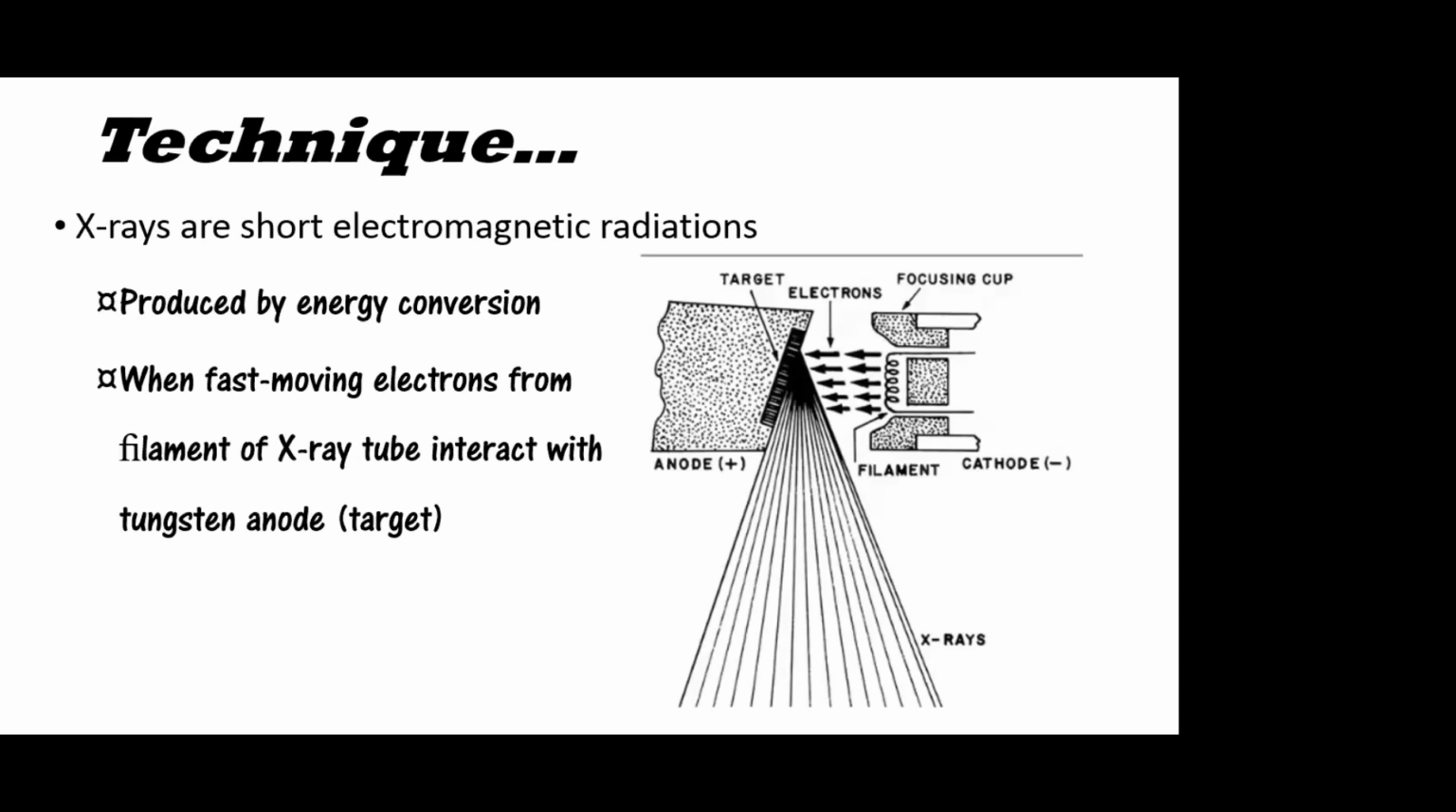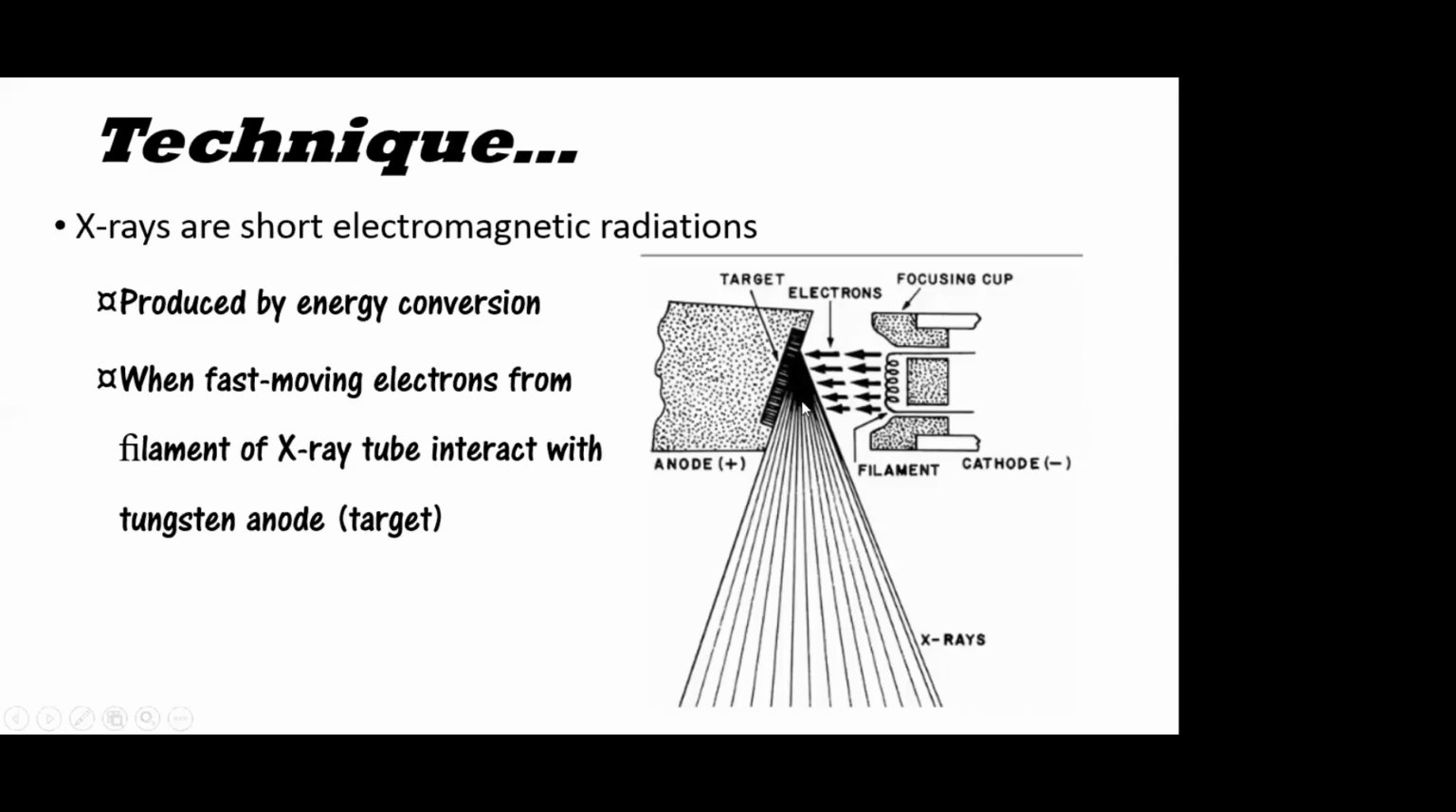They are produced by energy conversion, when the fast moving electrons move from the negative to the positive side, from cathode to anode, that is what we used to study in our physics. They hit the target, and the filament creates this flux of electrons, they hit the target. The target is on the anode side, the positive side.